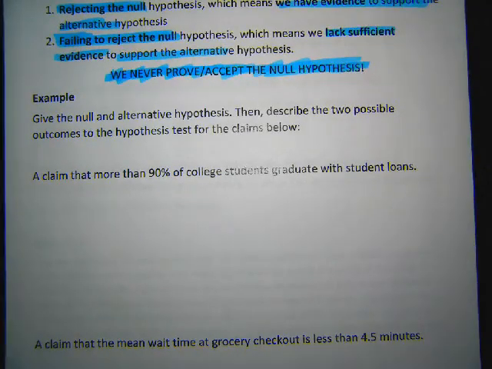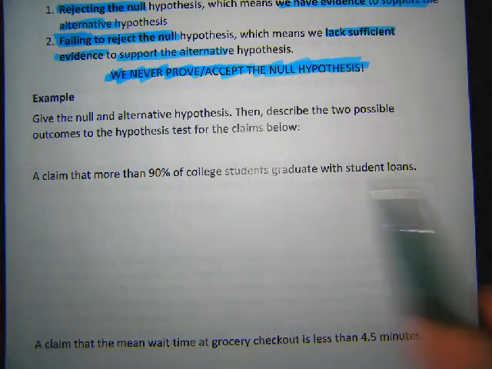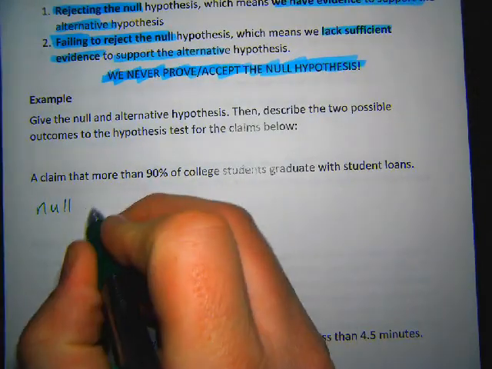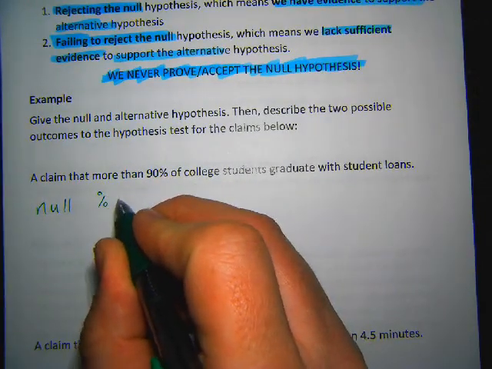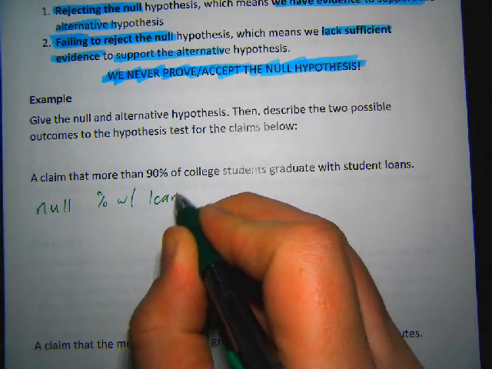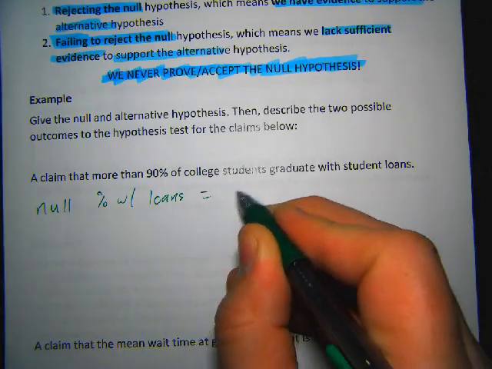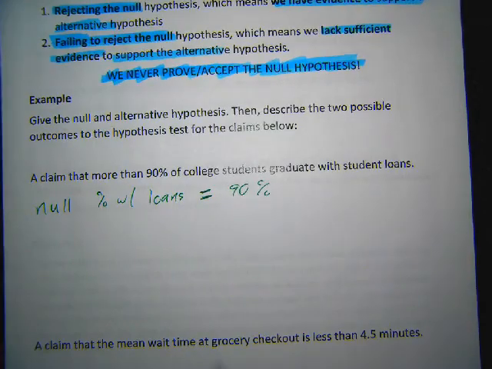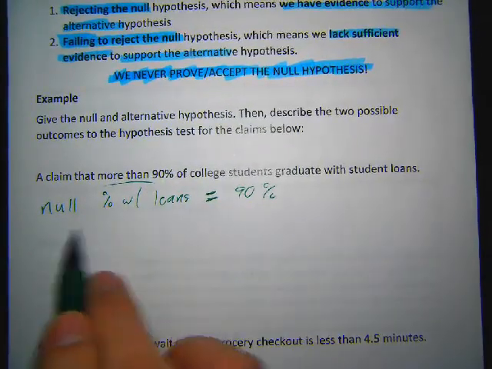So we're going to do the null and alternative hypothesis for these ones, and then we're going to talk about the two possible outcomes that can happen. For example, you claim that more than 90% of college students graduate with student loans. The null, in this case, would be that the percent of students that graduate with loans is equal to 90%. Because null is always a statement of equality. Yes, it is a more than claim, but null is always a statement of equality.